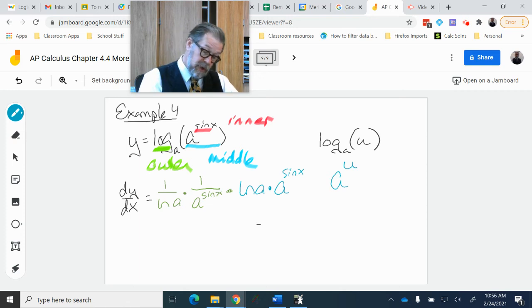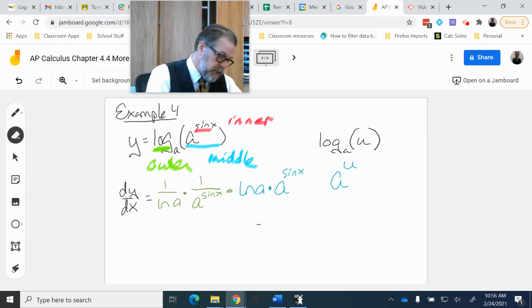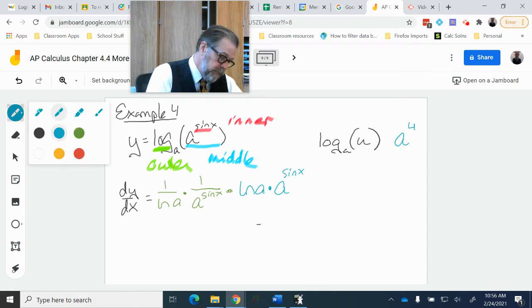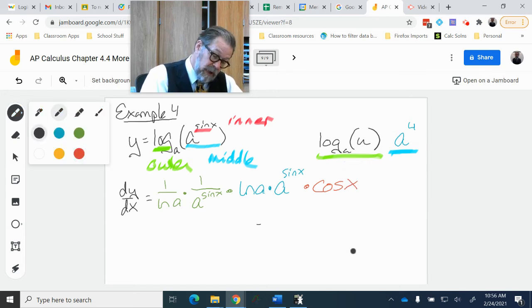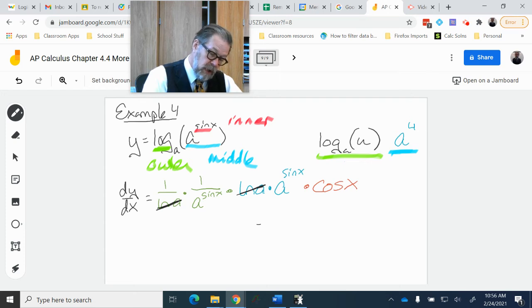All right, so far so good. I just scrunched myself out of room, so I'm going to move that a to the something, a to the u, up here, and just very quickly note that that was my outer, this is my middle. And finally, derivative of the inner, the derivative of sine, of course, is just cosine. All right, let's do a little simplification. Well, I've got a natural log of a and a 1 over natural log of a. I've got an a to the sine x and a 1 over a to the sine x. So the derivative of this is just cosine.